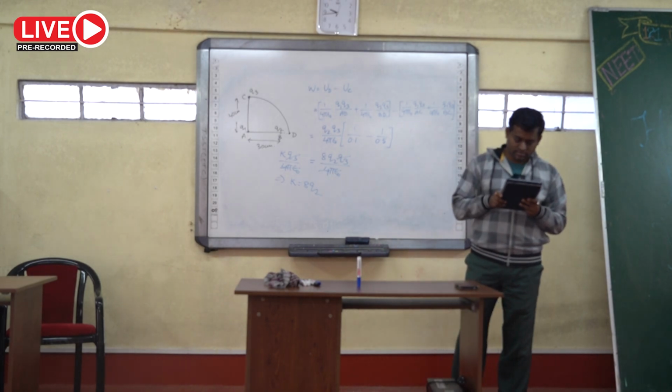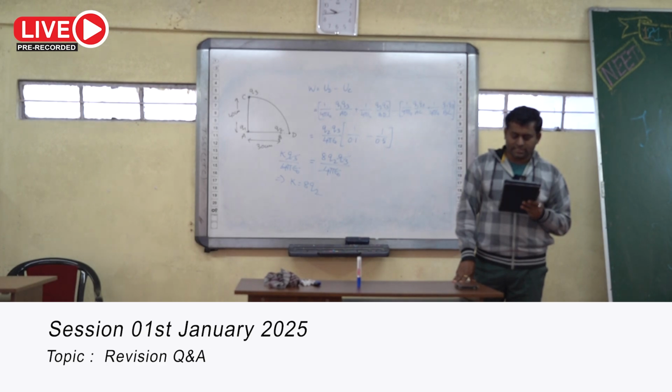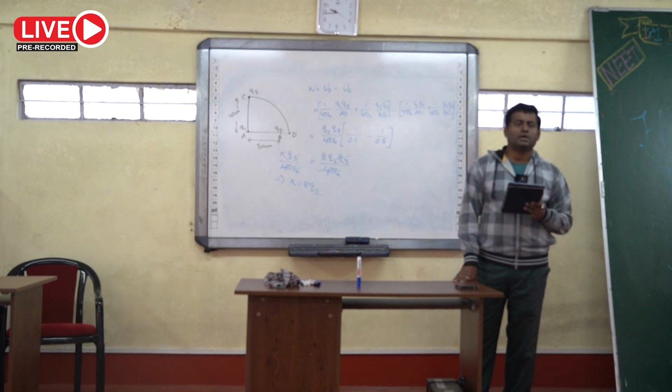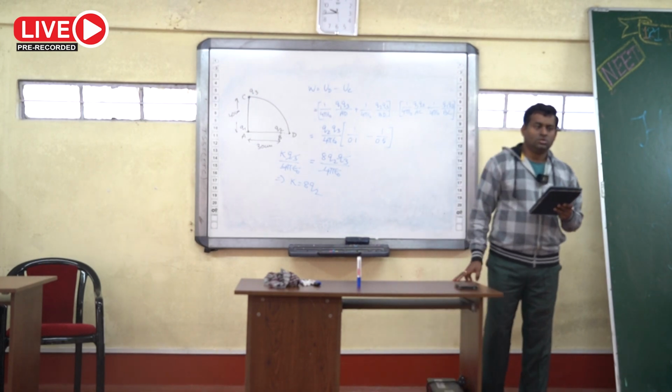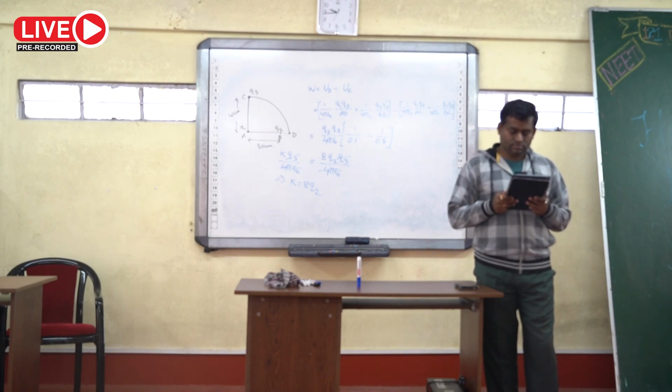Question number 14. A parallel plate air capacitor of capacitance C is connected to a cell of voltage V and then disconnected from it.